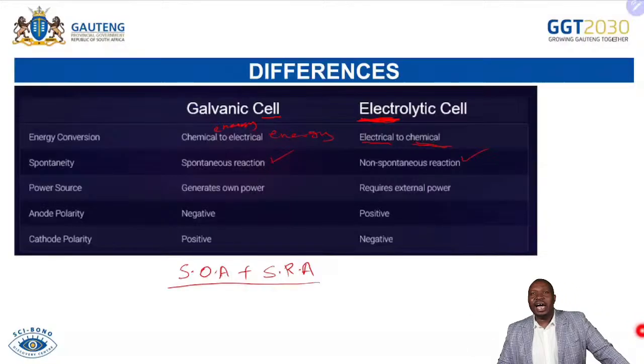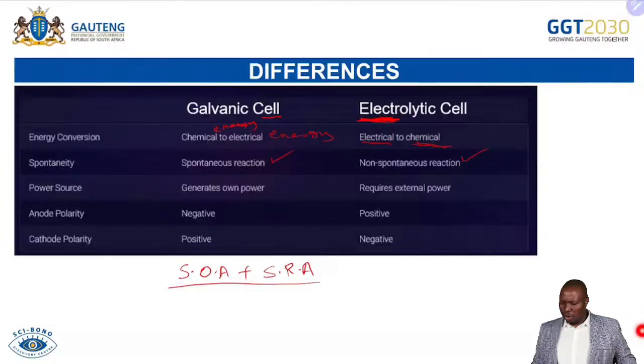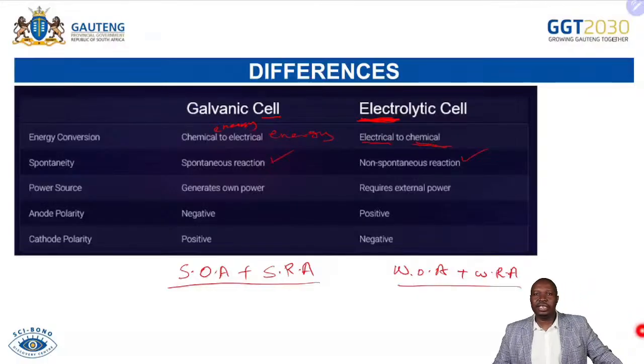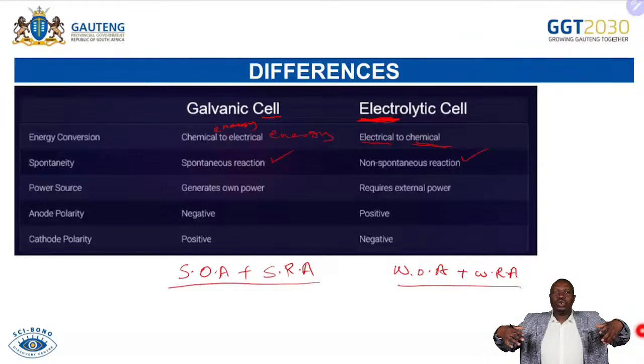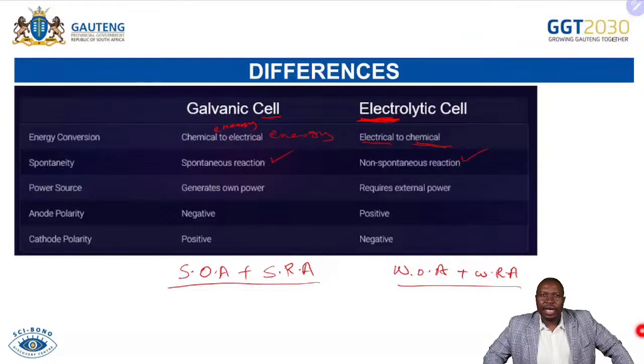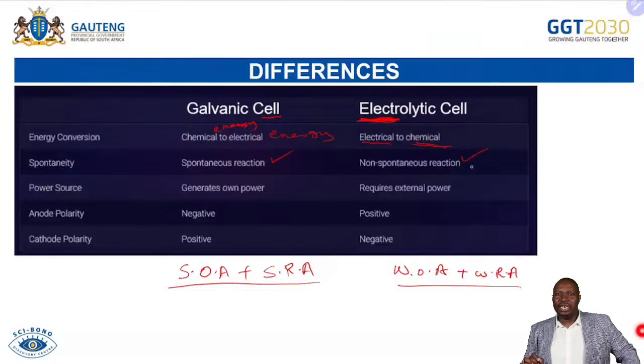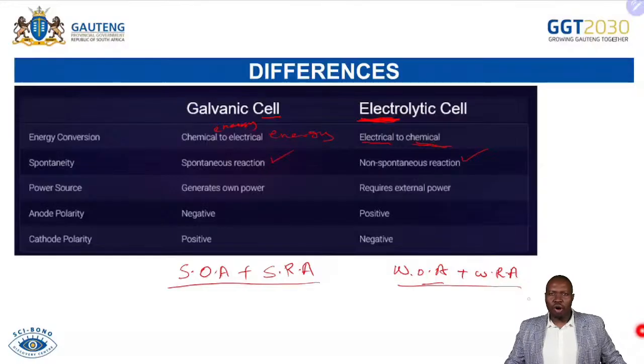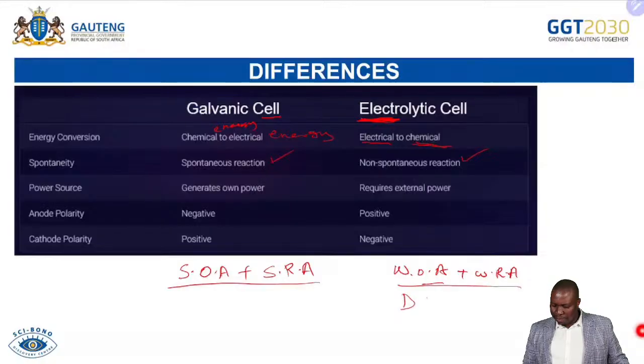But when it comes to the non-spontaneous cell, which is electrolytic cell, you will see that you have a weak oxidizing agent reacting with a weak reducing agent. Hence, because their strength is not that much, you need electricity to force the reaction to occur. Hence, this reaction is said to be non-spontaneous, because it won't take place on its own, because the oxidizing agent and the reducing agent are not strong. So we need a power source, which in this case, for electrolytic cell, is a DC power source.